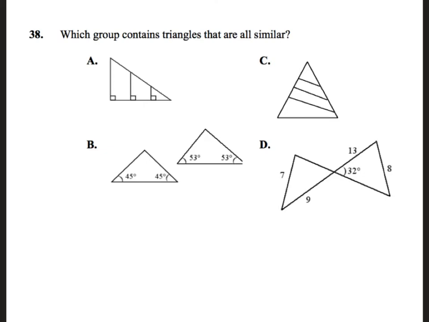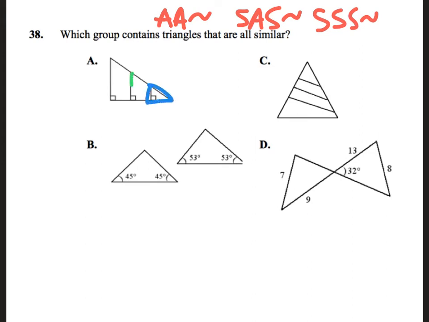And 38 says, which group contains triangles that are all similar? Again, our options for similarity are angle-angle similarity, side-angle-side similarity, or, what am I missing? Side-side-side similarity. Now my first one, notice we're talking about this triangle and the large one. Notice that they all have right angles right off the bat, and all three of them use this little angle here. So these ones are similar by angle-angle similarity. So A is an option. Let's look at the rest of them just to make sure.